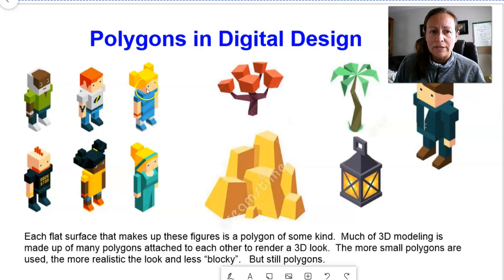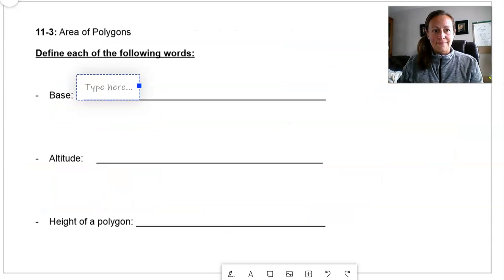So you can see squares and rectangles and triangles and quadrilaterals of all different shapes, rhombuses and parallelograms. You put them all together on the surface and stitch them together and it makes it look like an object. So computer programs use this all the time.